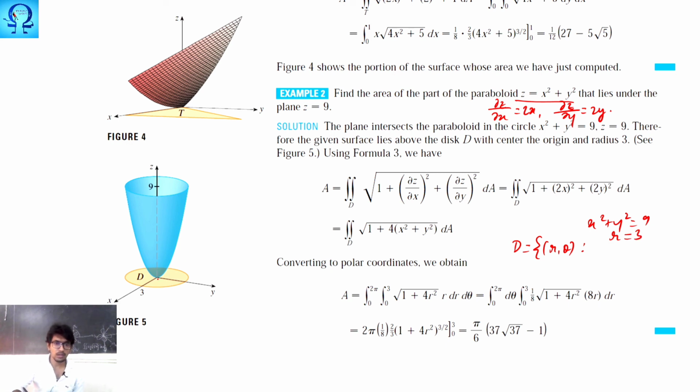So your r value is increasing from 0 to 3. Okay, 0 less than or equals r, less than or equals 3. If you see, it is a complete circle. So your theta value is 0 less than or equals theta less than or equals 2 pi. So we integrate integral 0 to 2 pi, integral 0 to 3, root of 1 plus 4 times of x square plus y square. This becomes r squared, and your dA will be replaced by r dr d theta.